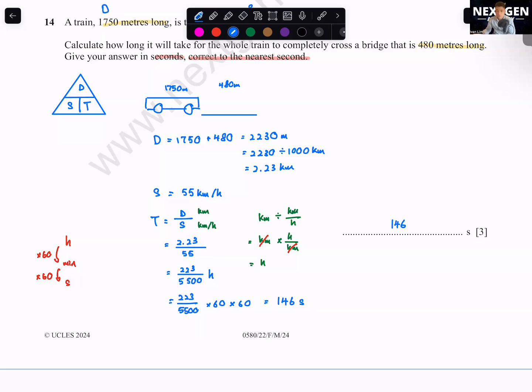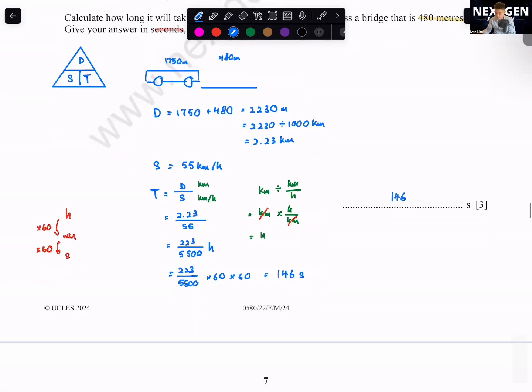All good? 3-mark question. Any question under here? 1 to 14. Okay, so far I think it's quite easy, right? This paper, you should get full marks unless you make careless mistakes. Let's go to question 15.